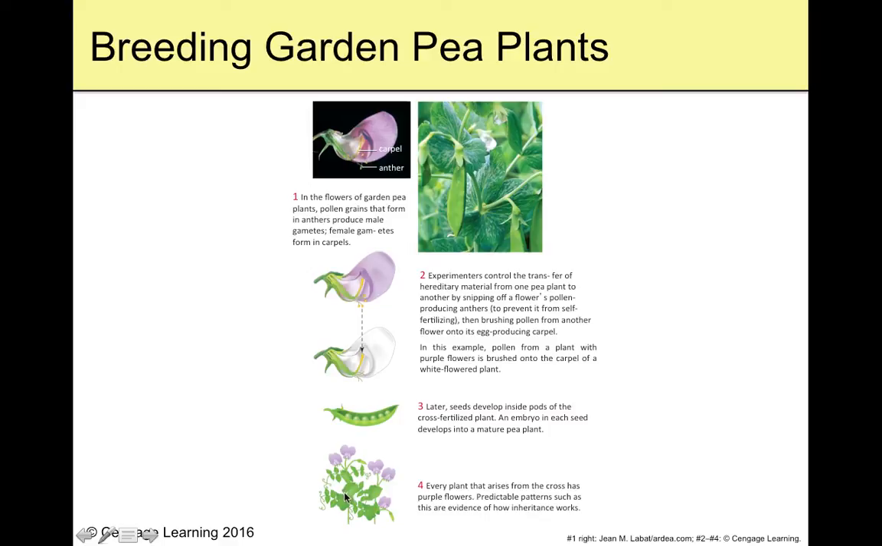And so you grow them, and you get a whole bunch of purple flowers and probably a couple white flowers. And you just count. This plant produced purple flowers. This plant produced purple flowers. How many plants produced purples? How many plants produced whites?